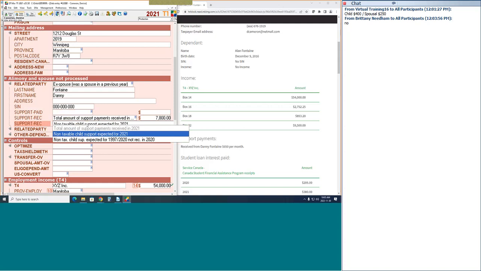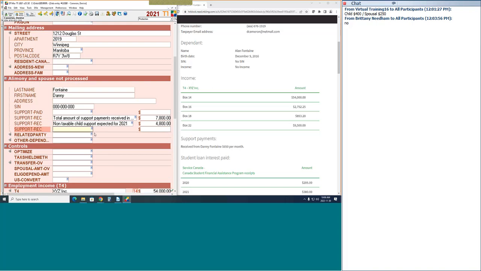Then it's going to open up a second support received, and now it's going to ask you a different question. It's going to ask you, how much was he supposed to pay in child support? Not how much did he pay in child support, how much was he required to pay in child support? So remember, for child support, he was required to pay $400 times 12 months. Okay? Why is that important?